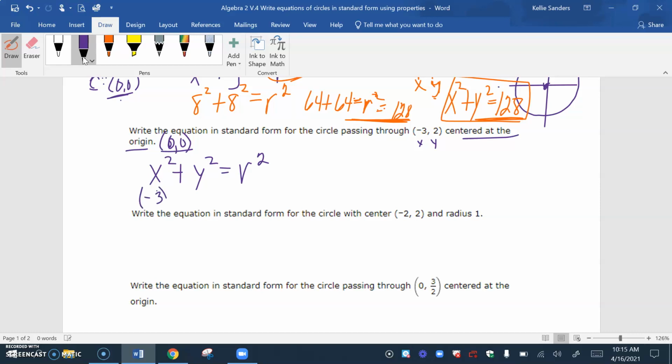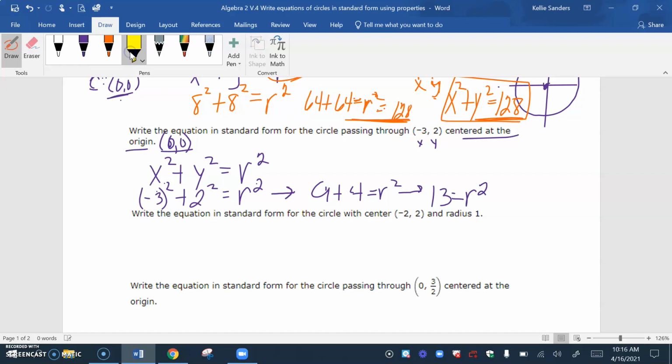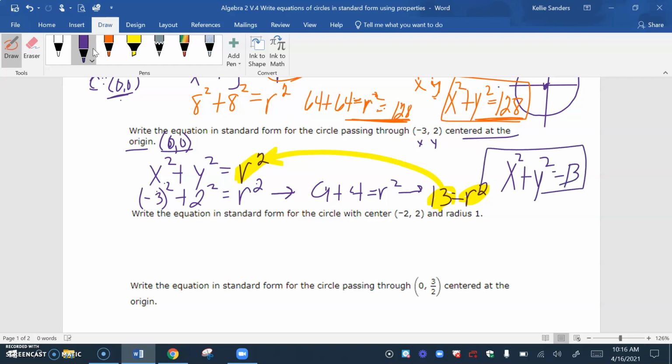So if I put -3 in parentheses because it's negative, squared, plus 2 squared equals r squared. -3 times -3 is 9, plus 2 times 2 is 4, equals r squared. 9 plus 4 is 13, and 13 is r squared. Well, I needed r squared, and r squared is 13. So I'm going to put 13 right into that r squared. So the answer to this problem is x squared plus y squared equals 13. And that's a 13, even though you cannot read it.